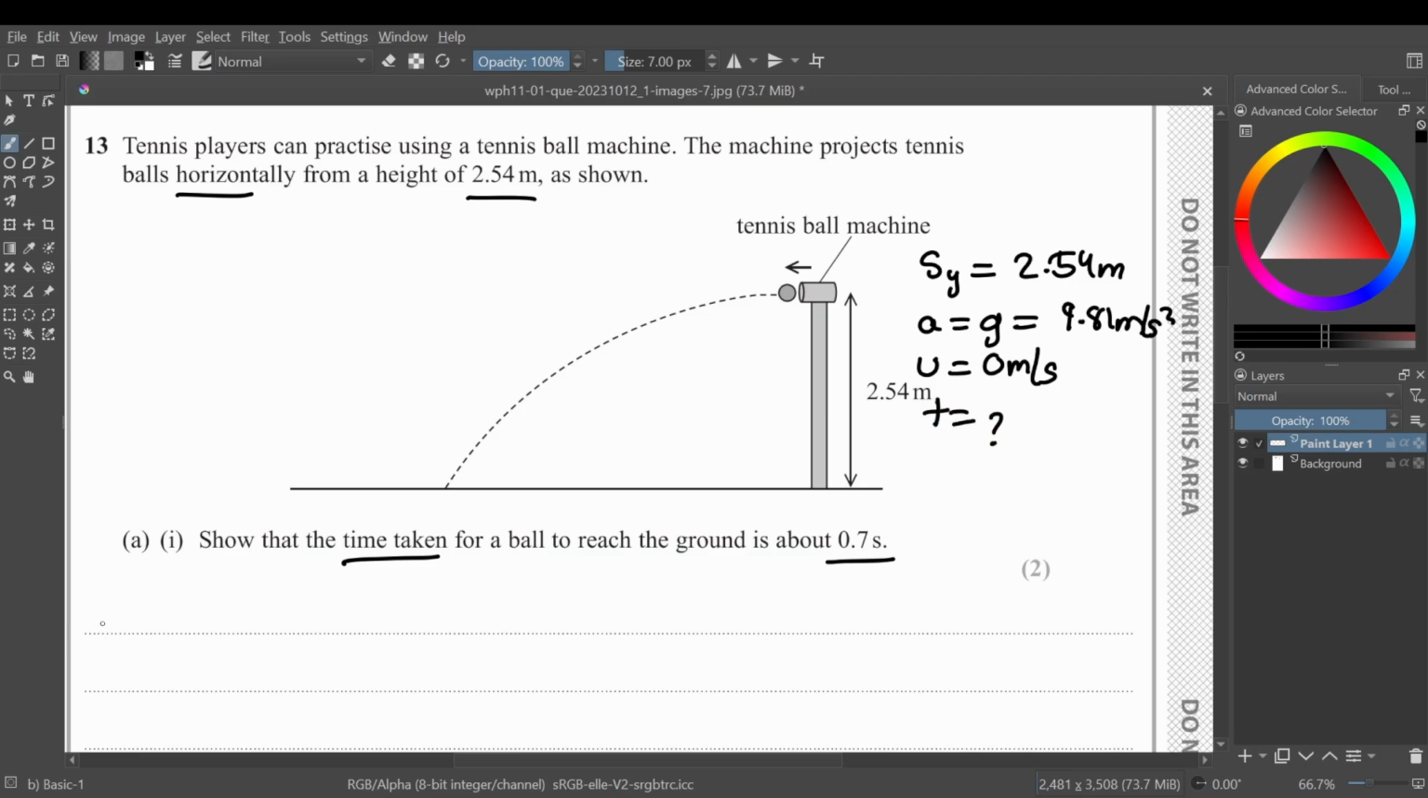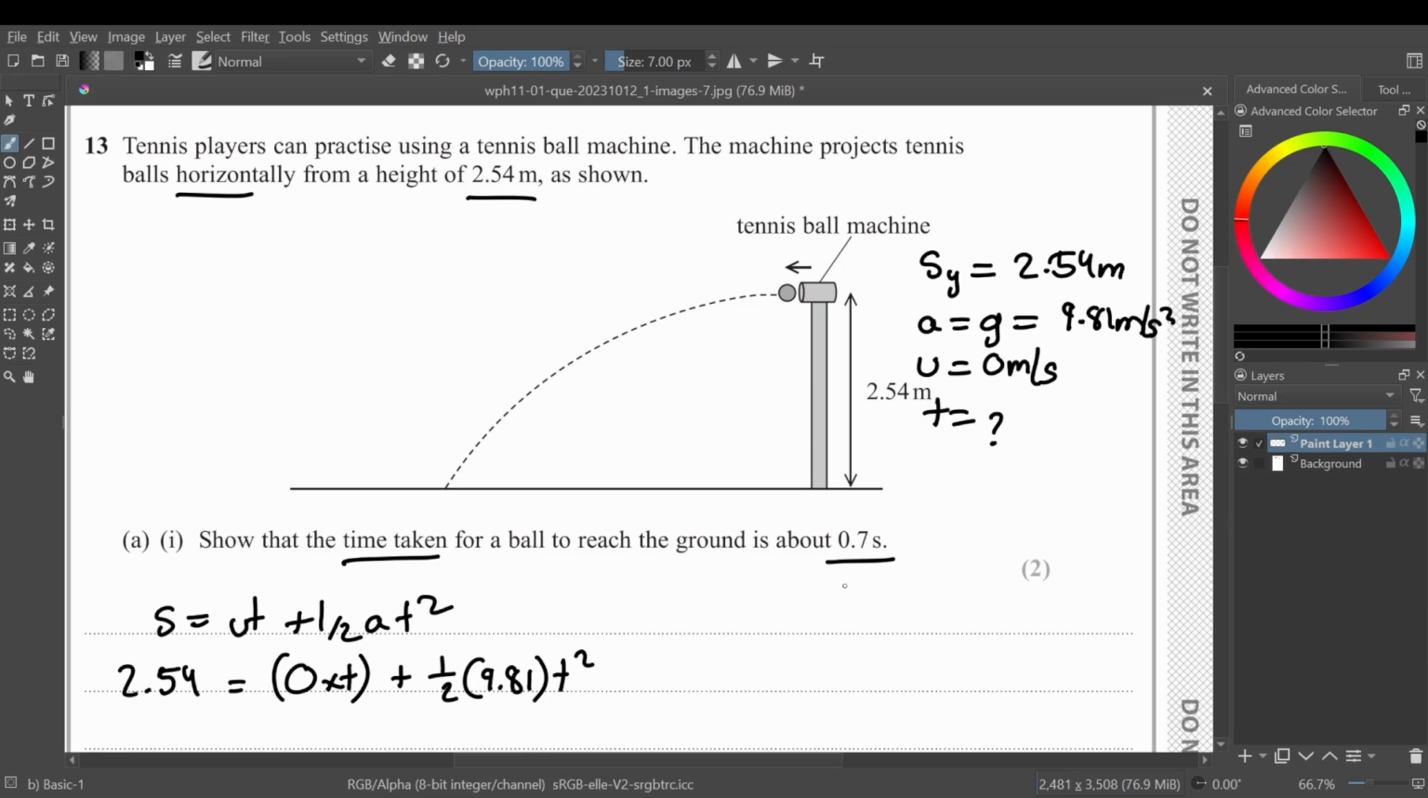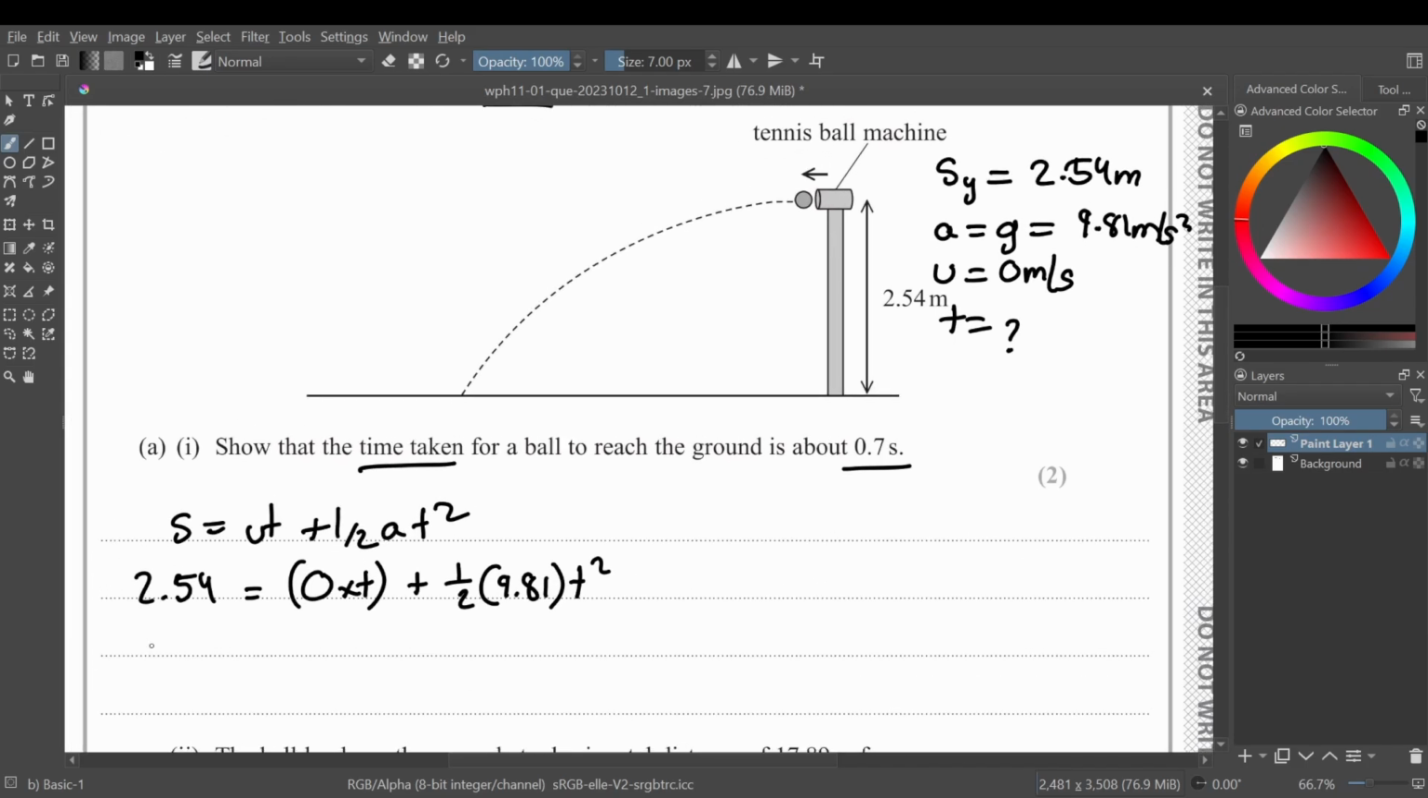right? So basically we can use the formula S is equal to ut plus 1 by 2 at square, right? So your S is 2.54, your U is 0 times t, which is time. This will become 0, plus 1 by 2. A is your acceleration, which is 9.81, and t is time, which you need to find. So basically it will be 2.54 is equal to 0.5, 1 by 2 is actually 0.5, times 9.81, and that is t square, right?